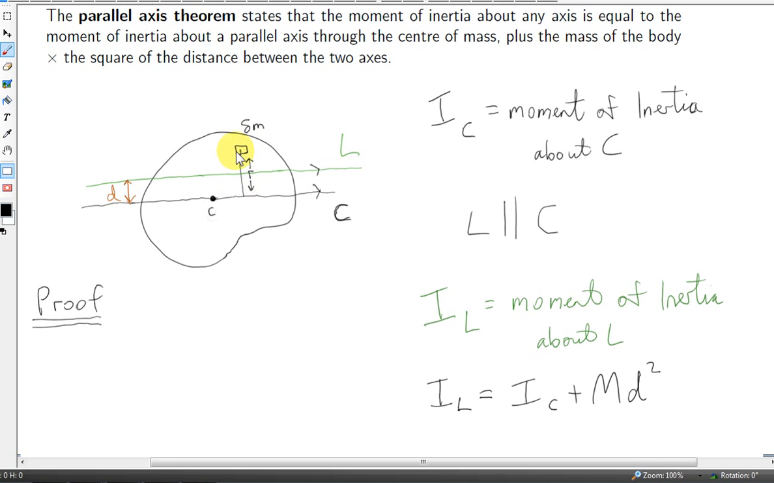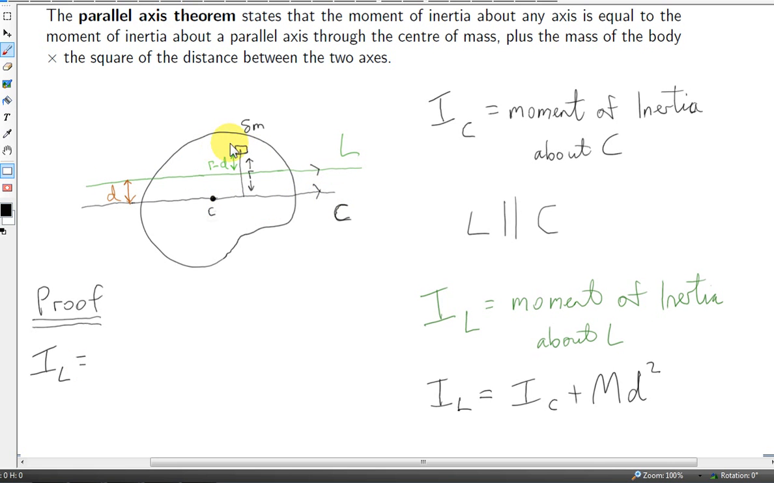So remember, to get the moment of inertia of a mass element about an axis, we must multiply its mass delta m by the perpendicular distance squared of it to the axis. We are interested in the moment of inertia of the object about axis L, so we need the perpendicular distance of the mass element to this axis L. Well, that's just r minus d, where d is the perpendicular distance between the two axes L and C.